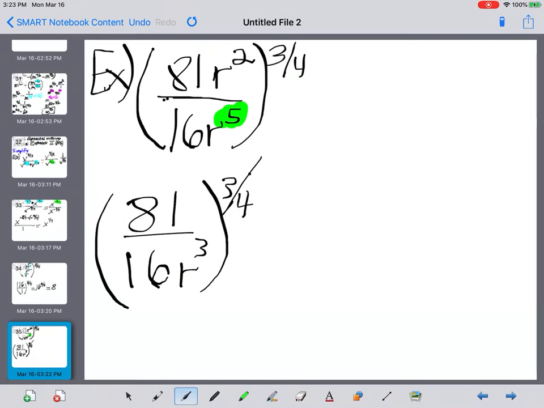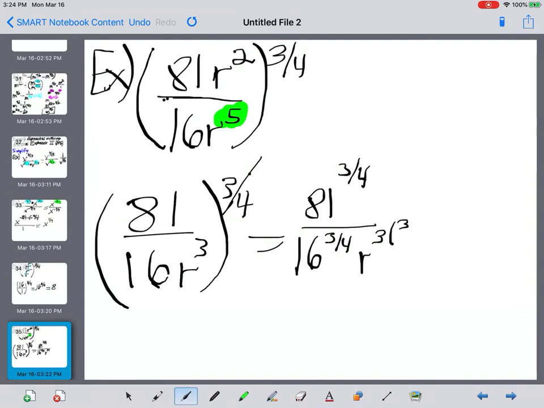Okay, so rule. Whenever I have an exponent outside the parenthesis, everything must go to that exponent. And if I have other exponents, those exponents are going to multiply. So this is going to be 81 to the 3/4 power over 16 to the 3/4 power, and then r to the 3rd times 3/4. We're going to multiply that exponent.